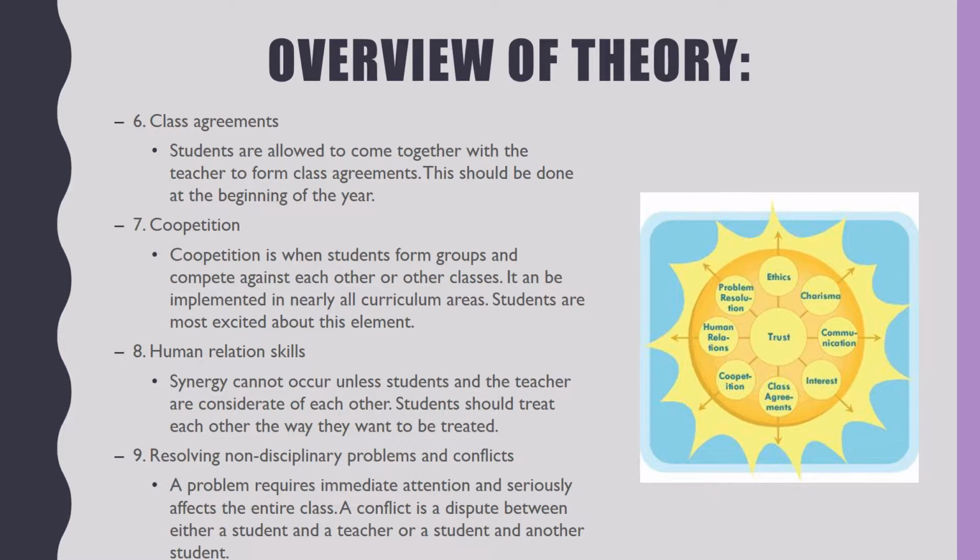Number 7, co-opetition. Co-opetition is when students form groups and compete against each other or other classes. It can be implemented in nearly all curriculum areas. Students are most excited about this element.